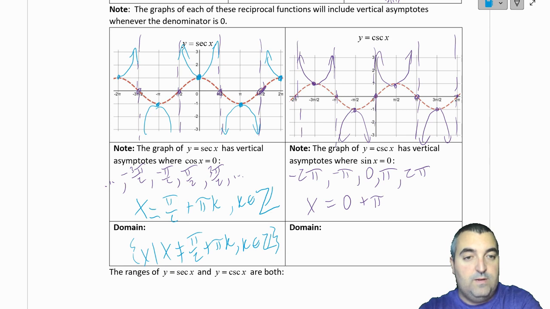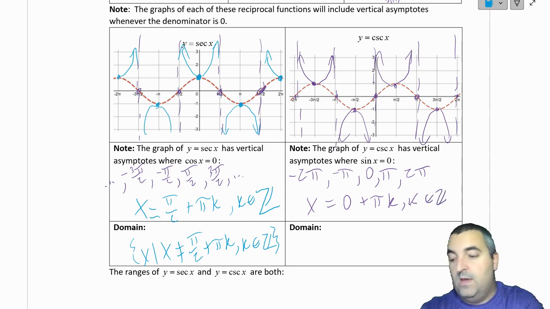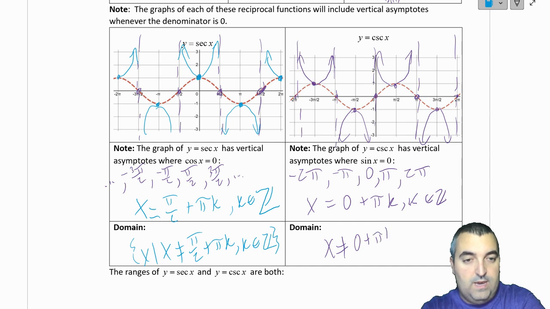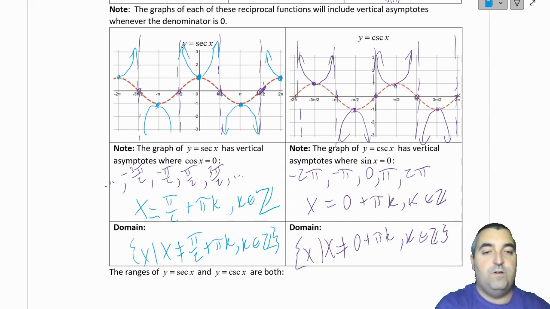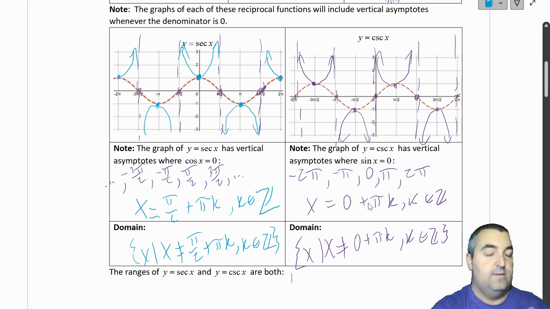And my pen stopped working again. There we go. Where k is an integer. Okay. And guess what? Domain, written the same idea, x not equal to, and you can say 0 plus pi k, where k is an integer. And technically, we can drop the 0 if we wanted to and just say x equals pi k. That would also be 100% accepted, right? Adding 0 doesn't do anything.